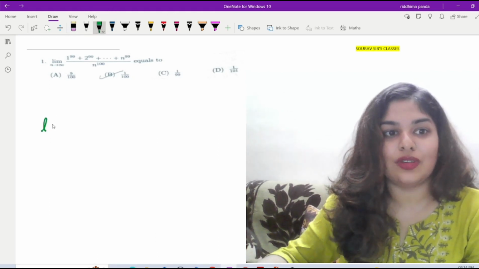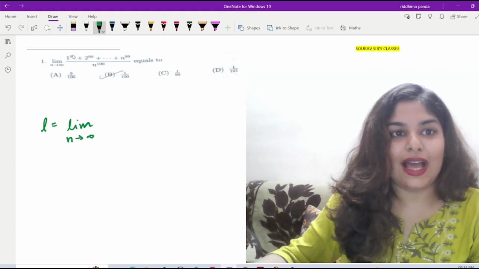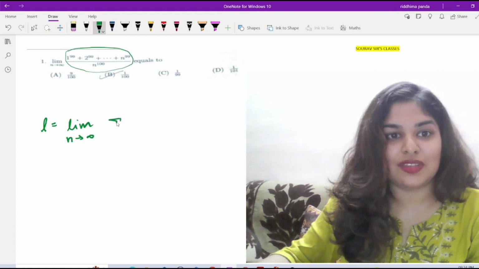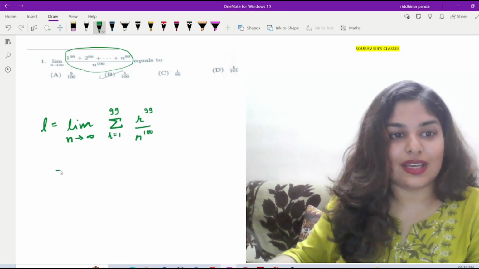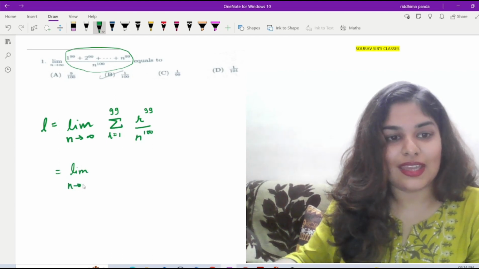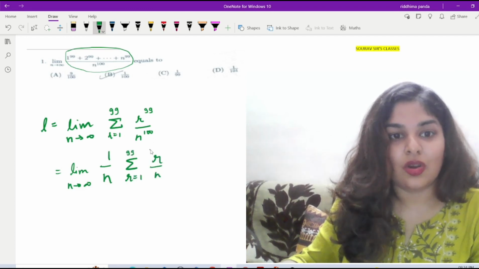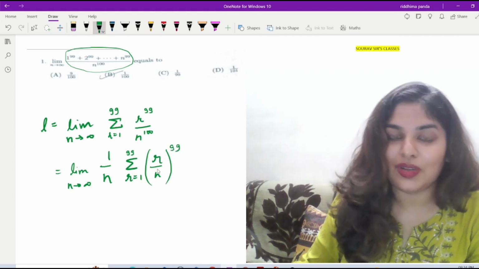So let us write down L is equal to limit of n tends to infinity, and let us write this part in the form of summation. So we can write summation r is equal to 1 to 99 of r to the power 99 by n to the power 100. Now this can also be written as limit n tends to infinity 1 by n summation r is equal to 1 to 99 of (r by n) whole to the power 99. So we have taken 1 by n out and we have (r by n) to the power 99.